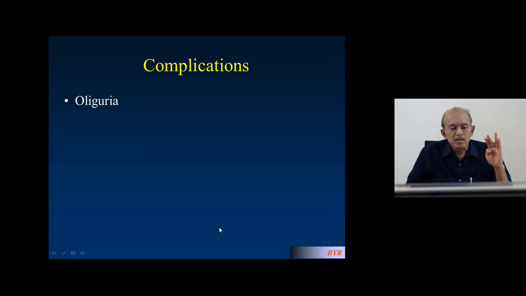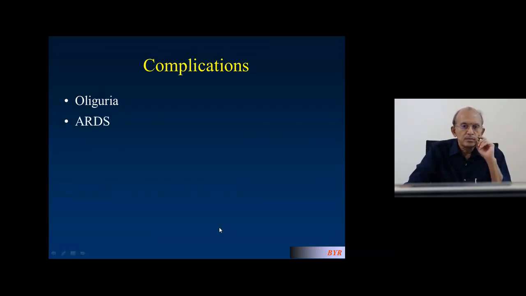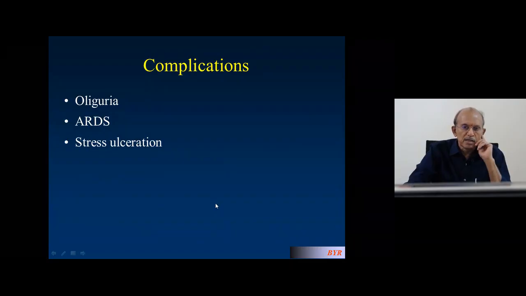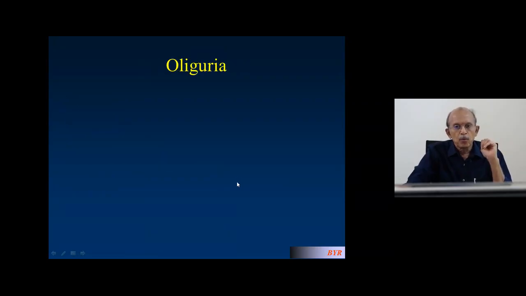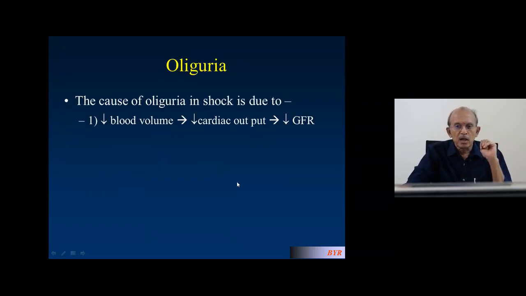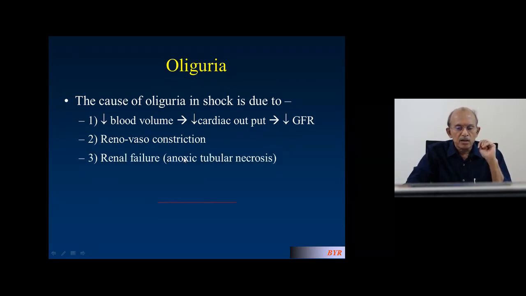That's why there are steps in the management of oliguria due to shock. What are these steps? First thing is exclude hypovolemia. Of course these are the complications: oliguria, ARDS, stress ulceration, unresponsive myocardium, and MOTS. The cause of oliguria in shock is reduced blood volume, reduced cardiac output, reduced GFR, renal vasoconstriction, and tubular necrosis. So these are the three causes.